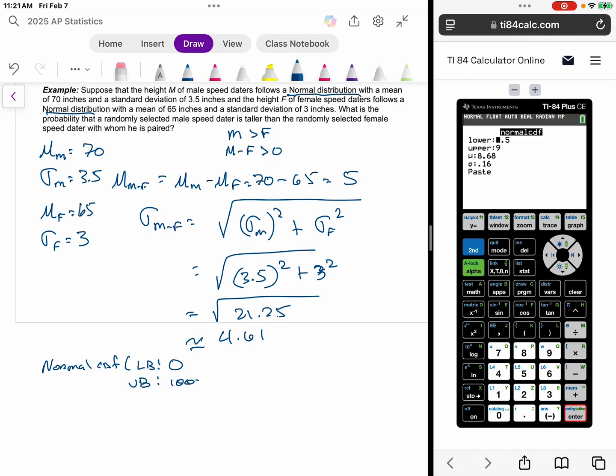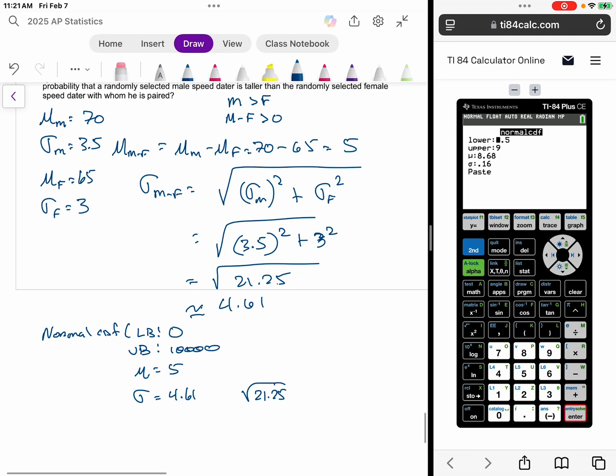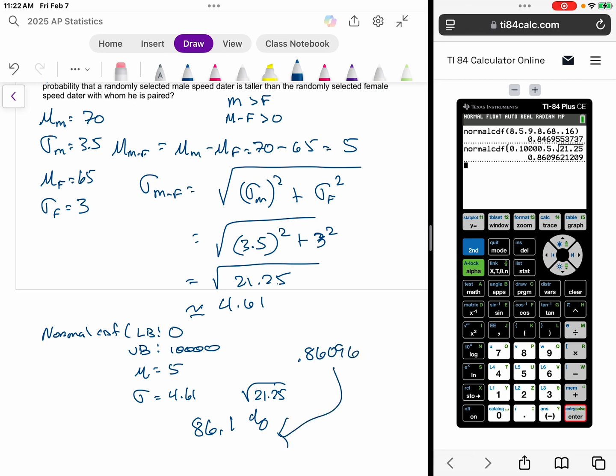We're going to go really big, a huge number. And then the mean is equal to 5. Again, for the standard deviation, you can type in 4.61, but I'm going to type in the square root of 21.25, and I'll show you the comparison between the two decimals. So, again, 0, a really big number, and then 5. Then I'm going to do second square root 21.25. Hit enter, enter, enter again. And that gives me 86.1%. Technically, it was 0.86096, but then we went ahead and rounded up.